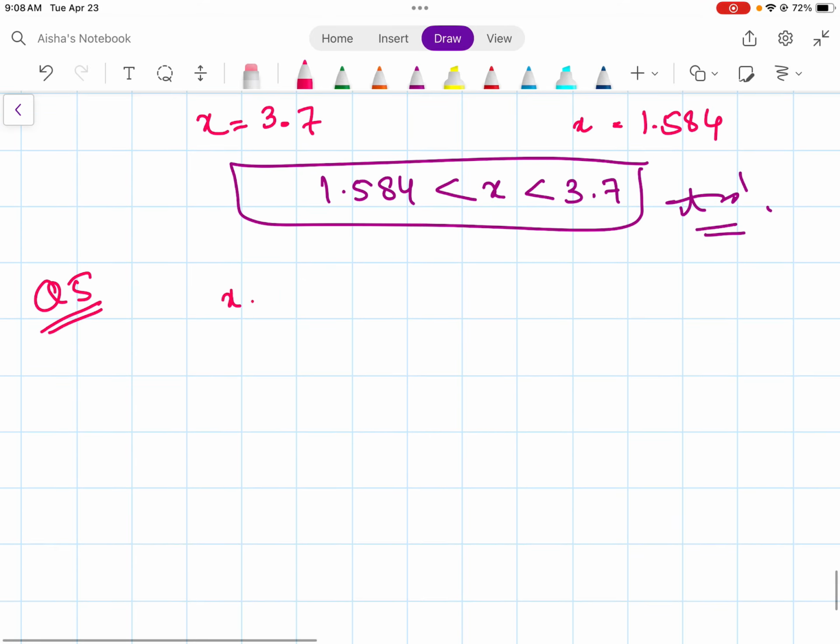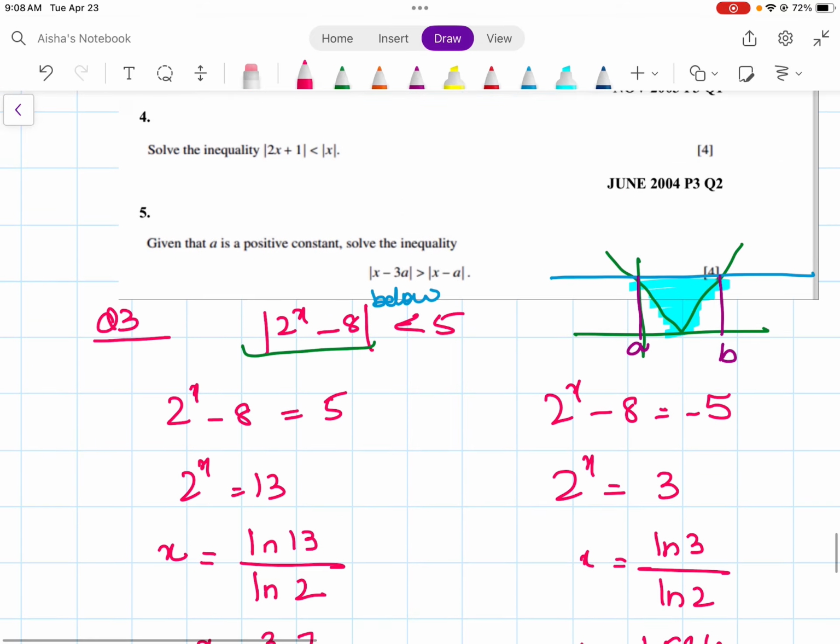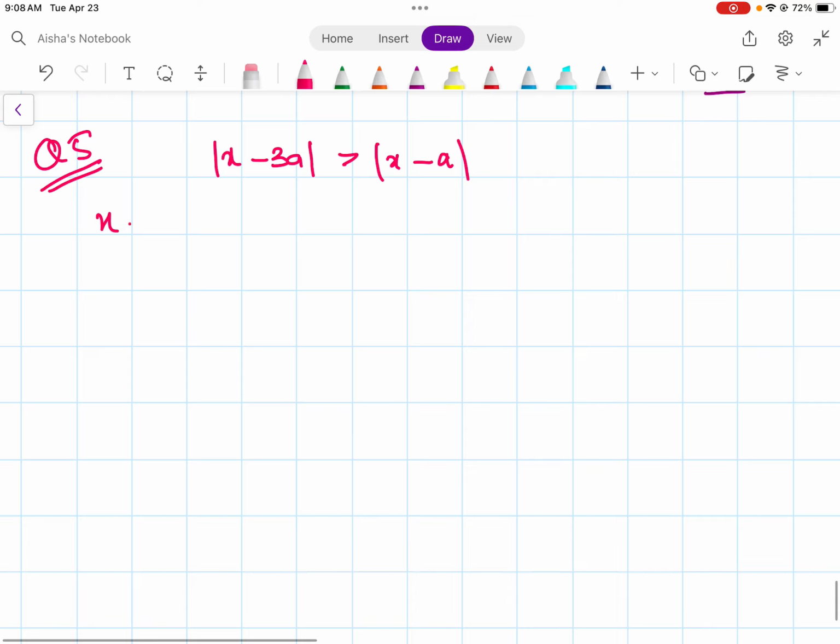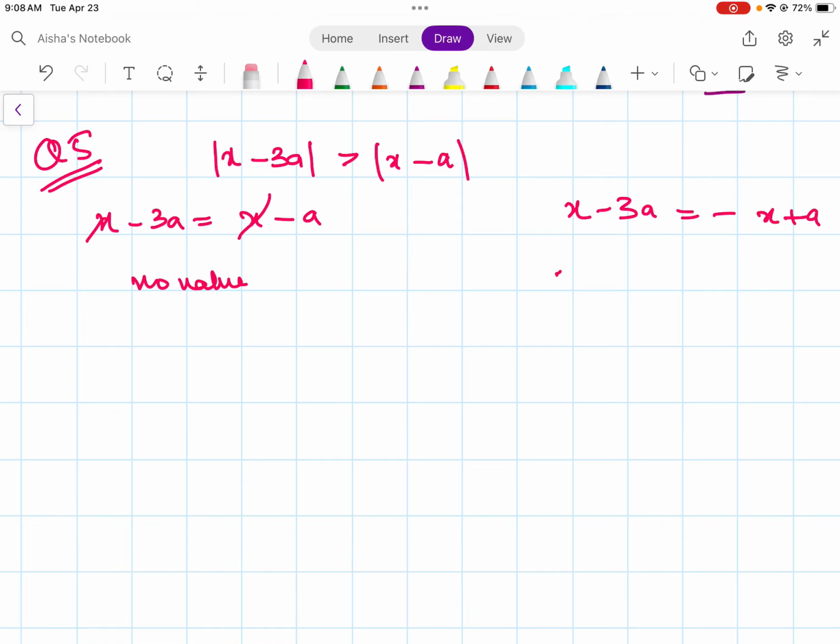x minus 3a is greater than x minus a. Now let's solve it. No value from here. 2x. Interesting question. Now let's sketch it.